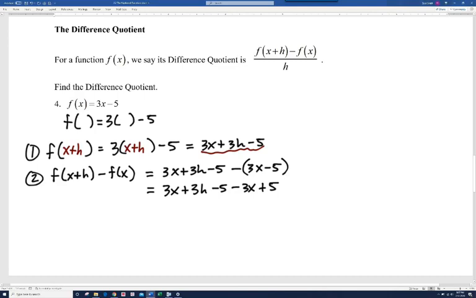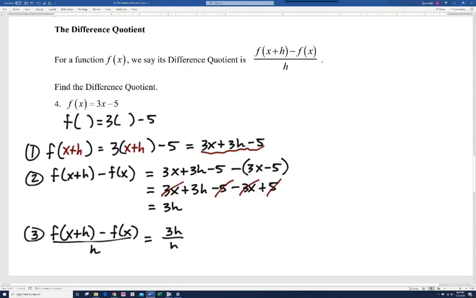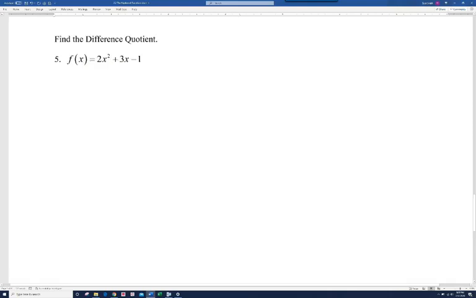So now something nice happens here. Notice the 3x's are opposites, 3x and minus 3x. You've got a minus 5 and a plus 5. Those are opposites. And so we're just left with 3h. So finally, we're ready to find the difference quotient. It's f of x plus h minus f of x all over h. We already found the numerator, which is 3h, and our denominator is h. And so all of this just equals 3. All right, let's move on to the next problem.